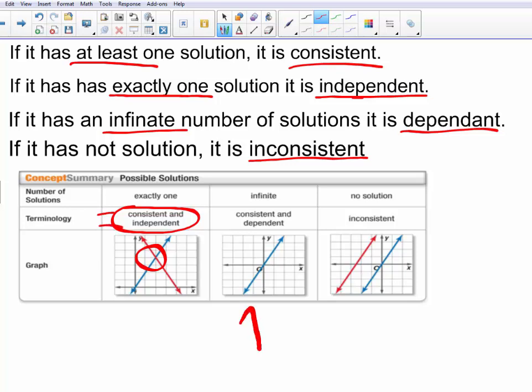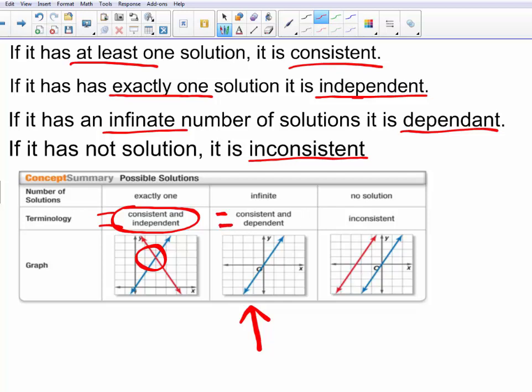Okay, this next one here, when you graph the two lines, they actually lie on top of each other. So the only points of intersection are the entire line. There's an infinite number of solutions, but they are specifically on that line. So it is consistent because it has at least one solution, and it's dependent because there's an infinite number of them.